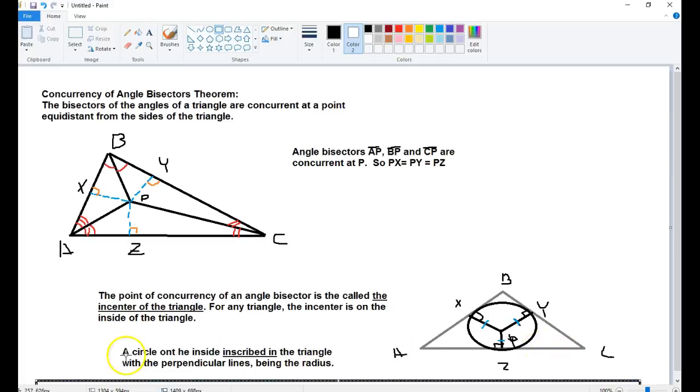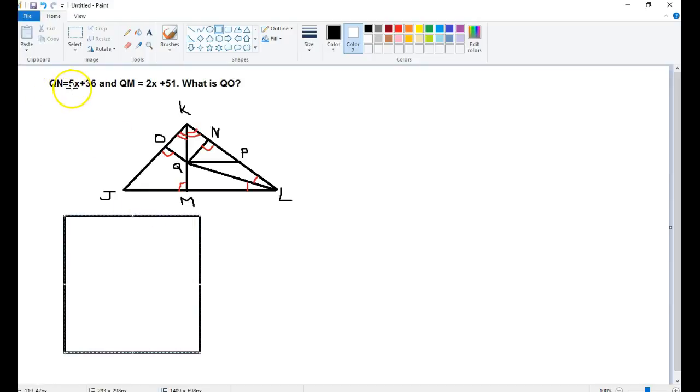Alright, we're going to go through one example problem, and that will be it for today. Okay, so we're given that QN equals 5x plus 36 and QM equals 2x plus 51. What is QO? We're given this picture as well. I noticed that this line here, QL, is an angle bisector. This line here, QK, is also an angle bisector. So these 2 lines are meeting at one point. That means JQ, if it came out, would still meet at this point. So Q must be the incenter of this triangle.